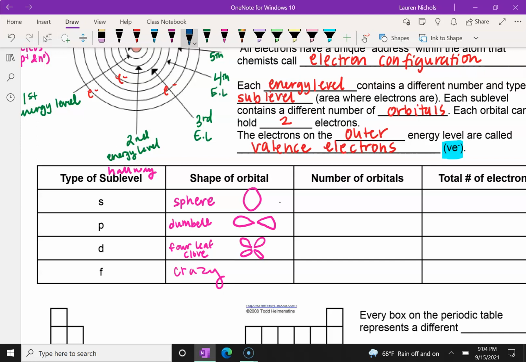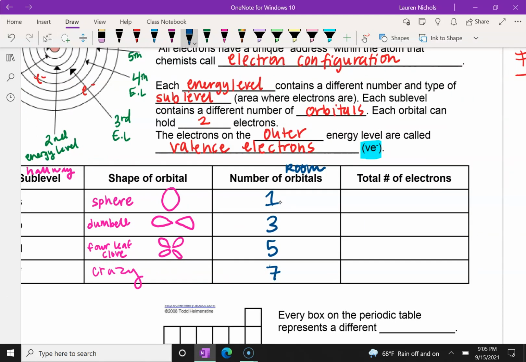But in each sublevel, they can hold a different number of orbitals. So remember, your sublevel is like your hallway, and your orbital is the rooms. So basically, each hallway has a certain amount of rooms on it. So the S sublevel only has 1 orbital, okay? The P sublevel, or the P hallway, can hold up to 3 orbitals, and the D sublevel can hold up to 5, and the F sublevel, its shape is a little crazy, it can hold 7, okay?